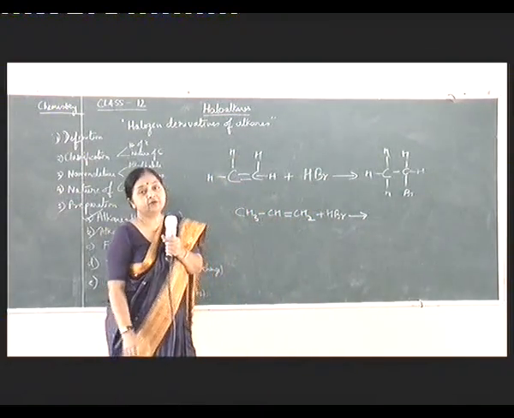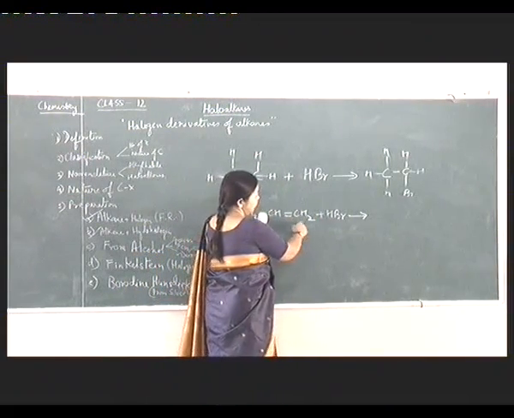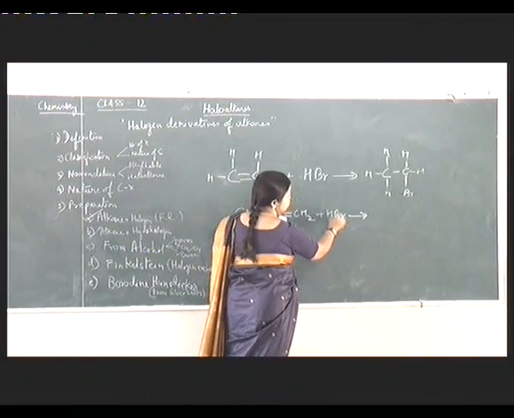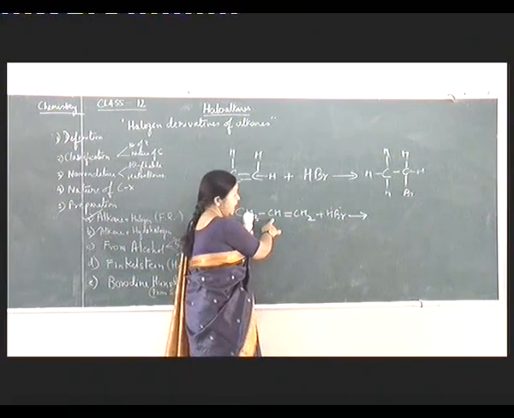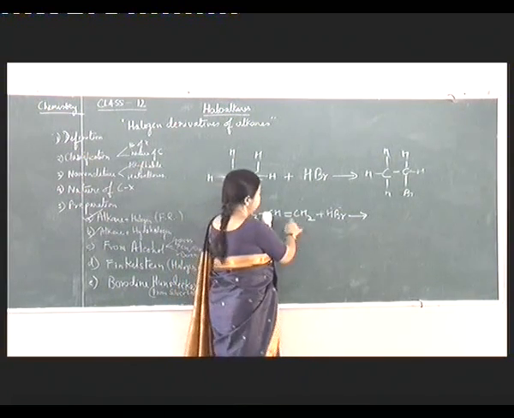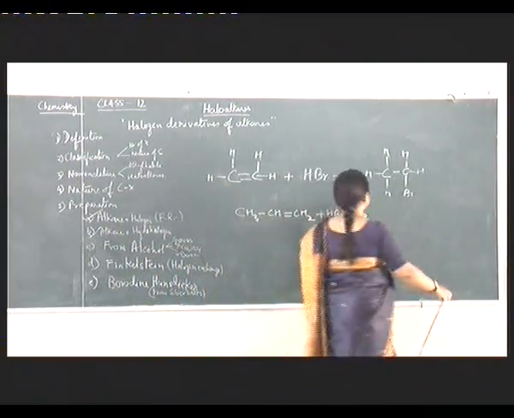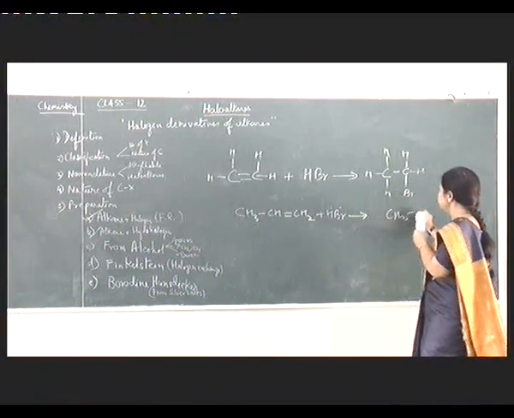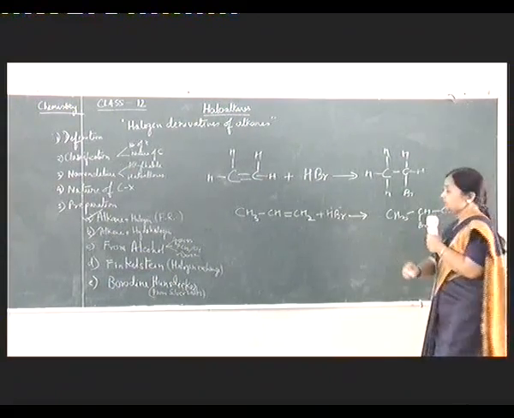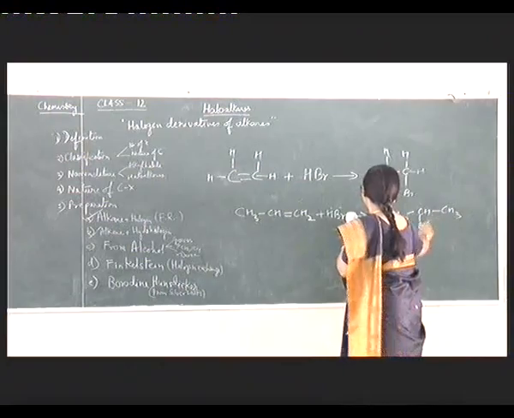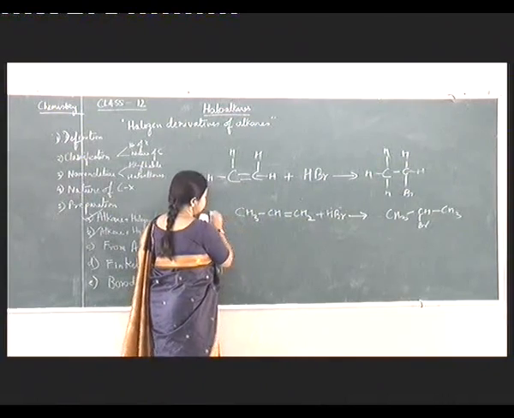Markovnikov's rule is followed. What is Markovnikov's rule? Markovnikov's rule says that in an unsymmetrical alkene, the negative part of the addendum, this is the positive part, this is the negative part, adds to the carbon in the carbon-carbon double bond which possesses fewer hydrogen atoms. So the product is CH3CHBrCH3, 2-bromopropane, which is the major product. This is Markovnikov's rule.